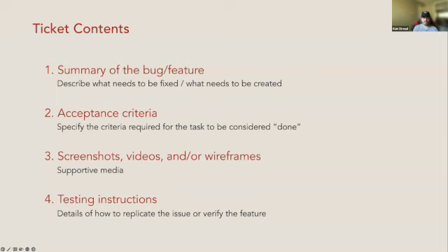So each ticket contains a few things. This is the template that we use at SoftServe. So each of our tickets has a summary of the bug or the feature, a list of acceptance criteria to really nail down what needs to be done in order to consider the task as completed. Screenshots, videos, or wireframes, really just supportive media to help describe the ticket itself. And then also testing instructions of either how to replicate the bug or verify that the feature covers all the bases it's supposed to and does what it's supposed to.